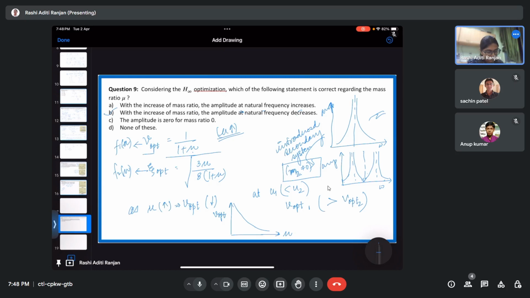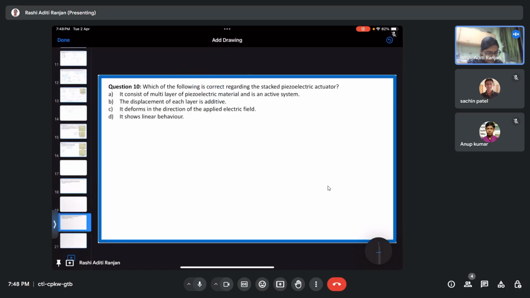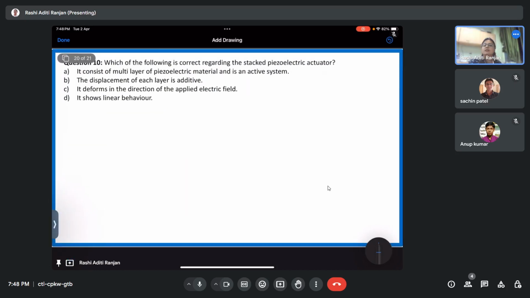Okay. Now coming on to question number 10. In this whole live session, I talked about the piezoelectric stacked actuator, but I didn't discuss anything about how it works. So I have taken this question so that I can make you understand what a piezoelectric stacked actuator is. So the first question that arises is: what is a piezoelectric material? It is a very fascinating material, right?